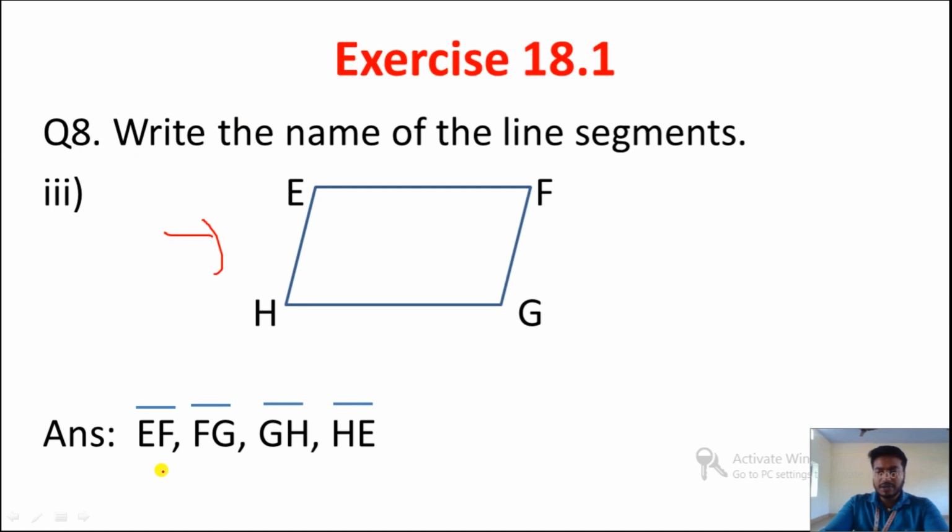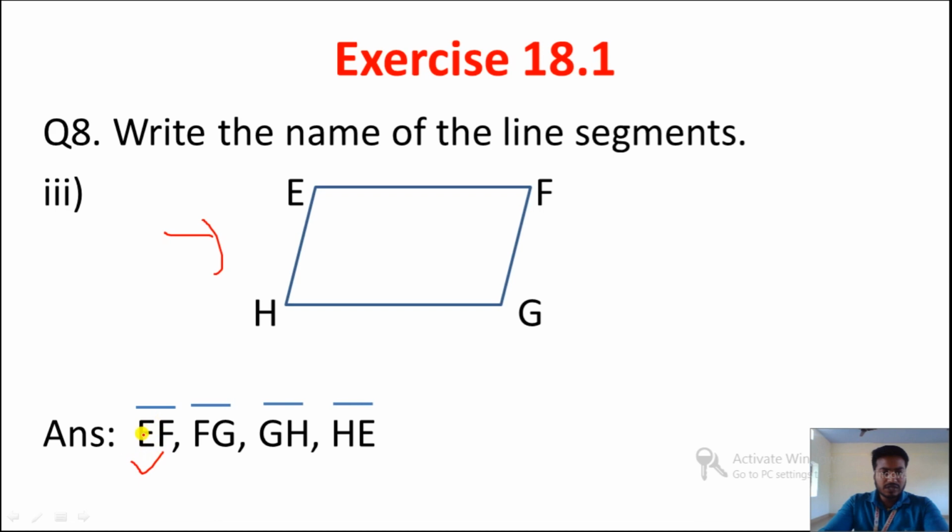What is a line segment we already understood in this chapter. Now how will we write the line segment here? You can see first we'll take this line segment. Okay, starting point is here and ending point is here. You can start from any point like G, H or H, E, like that. So we'll start from E. So E, F, that will be the first line segment.